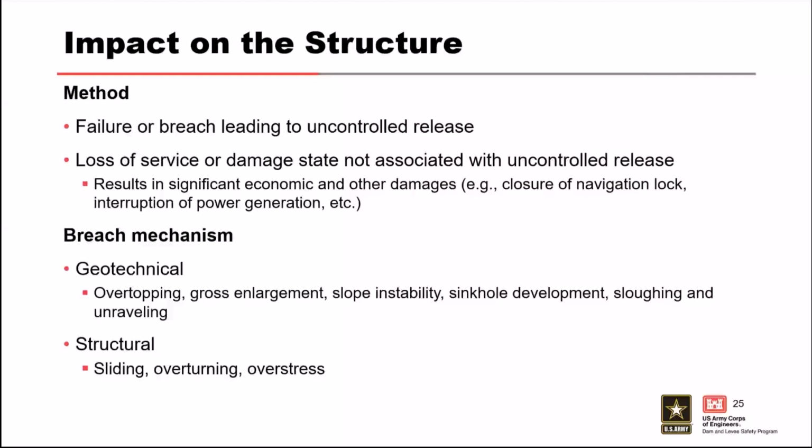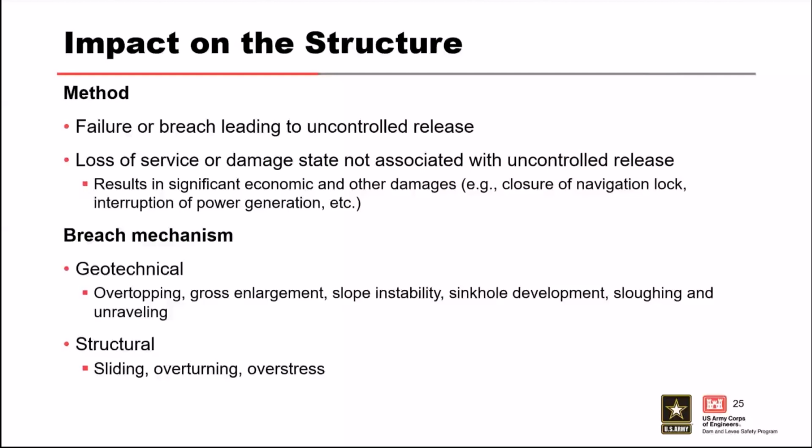Examples of other adverse consequences include major spillway erosion without breach, failure of a lock gate on a navigation structure that leads to loss of navigation, or failure of a powerhouse penstock or turbine leading to loss of power generation for a hydropower facility. The breach mechanism must also be identified, not only the method of breach, but the breach mechanism for a specific potential failure mode.